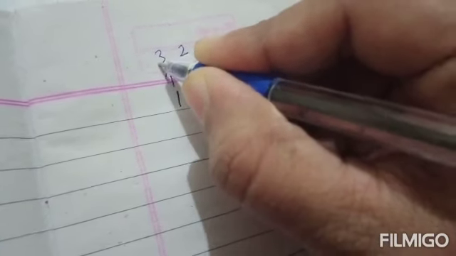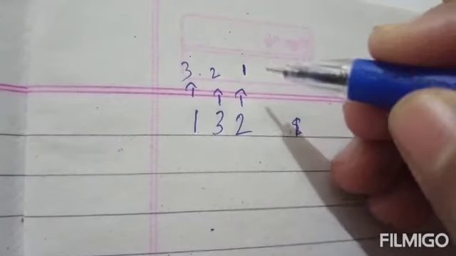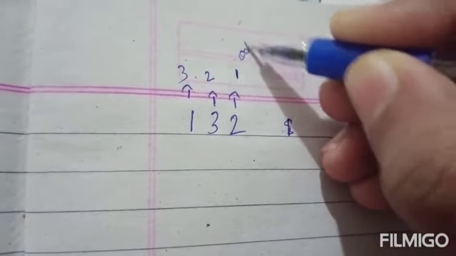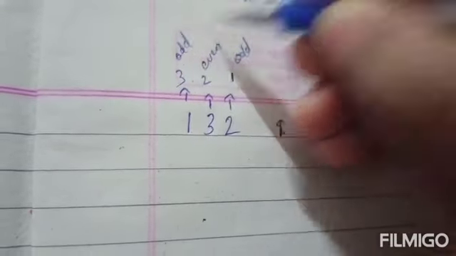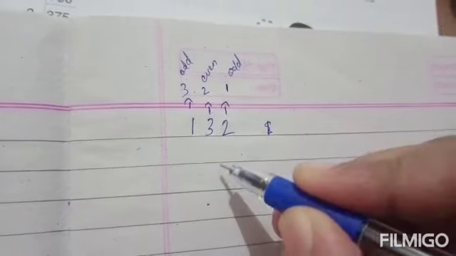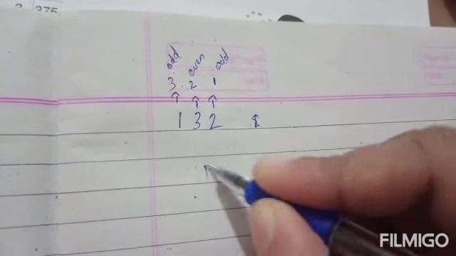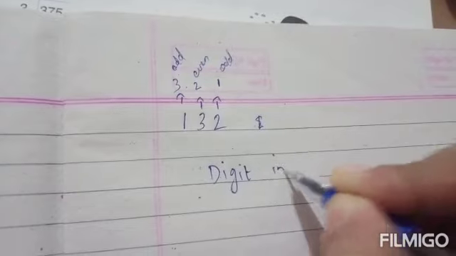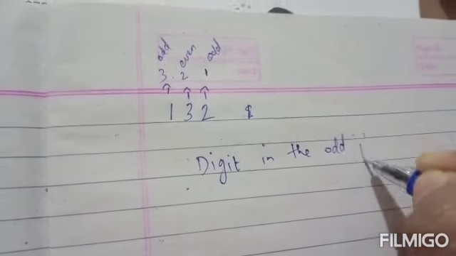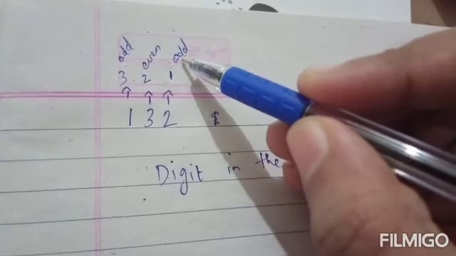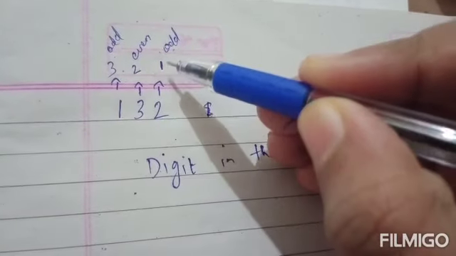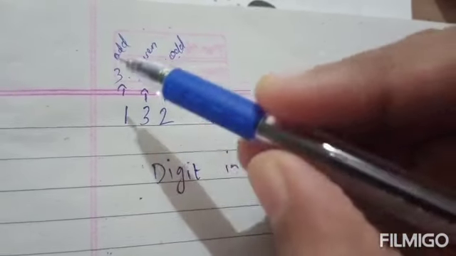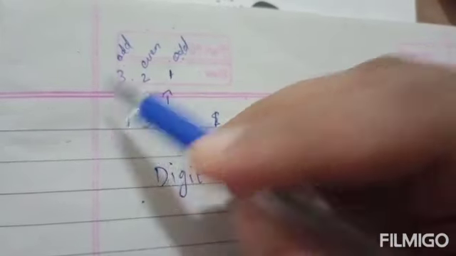This is the third digit. So we know that 1 is an odd number, 2 is an even number, and again 3 is an odd number. So first find the digits in the odd places. Digits in the odd places means digits that come in the odd places, that is, in the first place, the third place, the fifth place.